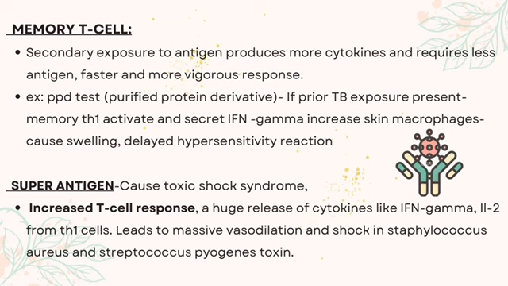Memory T cells are formed during the primary exposure of the antigen and then they get activated during the secondary exposure, producing more cytokines requiring less antigen for a faster and more vigorous response.